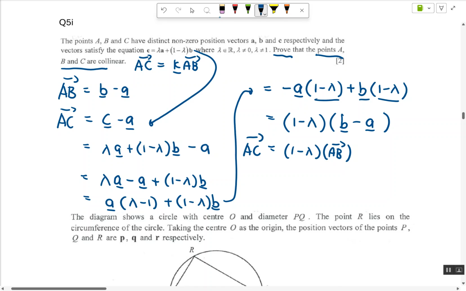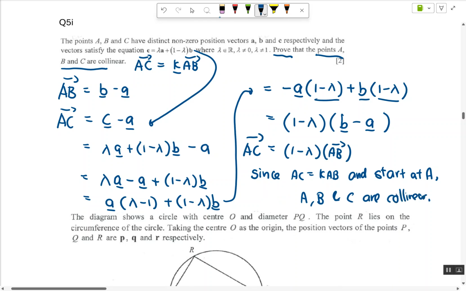So, the explanation. Only Ryan wrote the correct explanation. Since AC is equal to K times AB and they have a common point A, A, B, and C are collinear. Okay? So this is how you prove collinear.